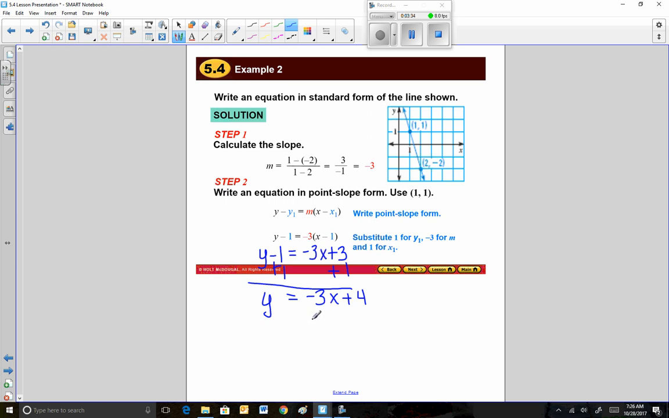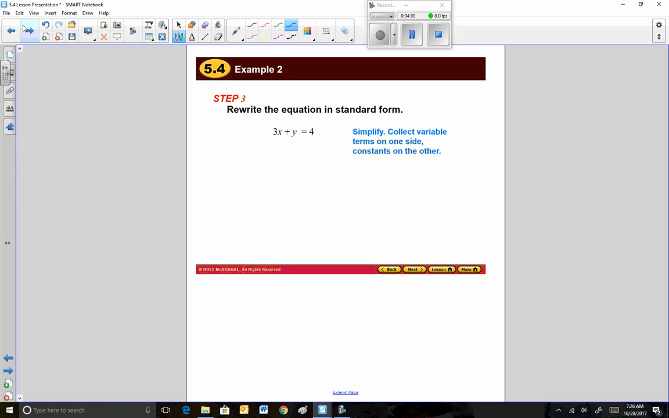So let's take a look. We're going to add 3x, and so we get positive 3x, positive y, so we write plus y, because these can't be combined, they're different variables. This turns out to be 0, equals 4. So this is standard form: x, then y equals a constant. All right, that's how they came up with it. So there you go, there's your answer: 3x plus y equals 4.